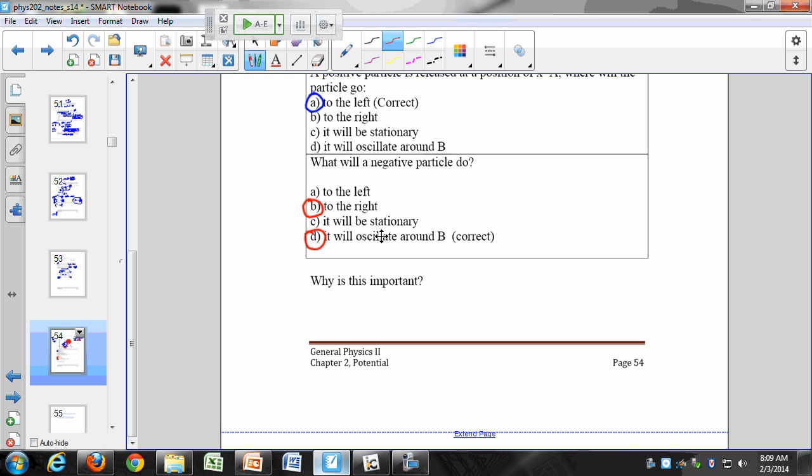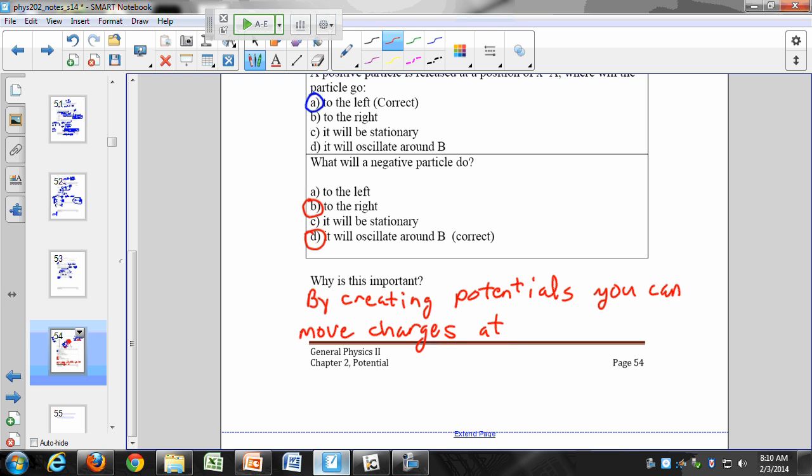So why is this important? Because by creating these different potentials, which is what we do in circuits, basically, we create potentials with batteries and resistors and all sorts of jazz, you can move charges around at will. And that might not sound like something you want to do on the weekend, but it's actually very useful to be able to control these charges and where they go, because they carry energy and you can use that energy in other places. So by creating these potentials, you can move charges wherever you want.